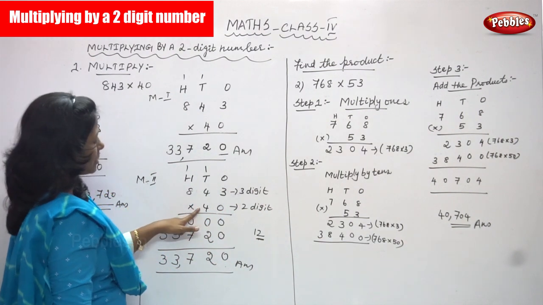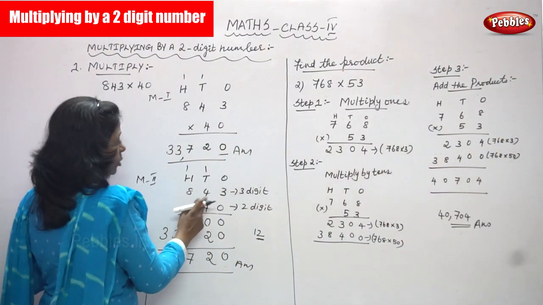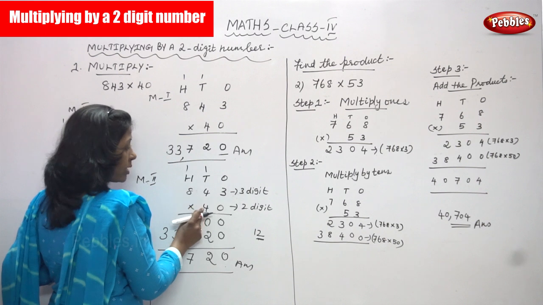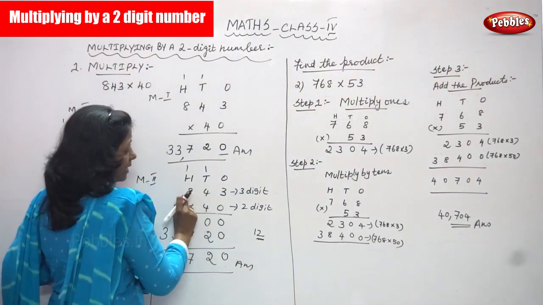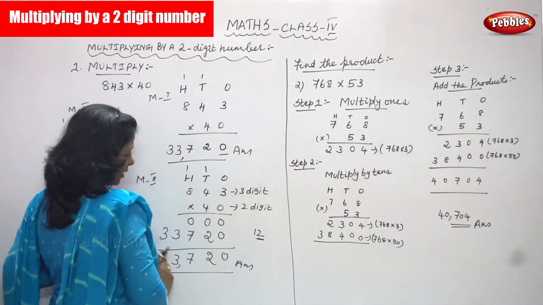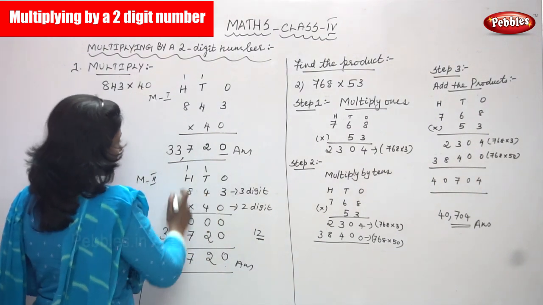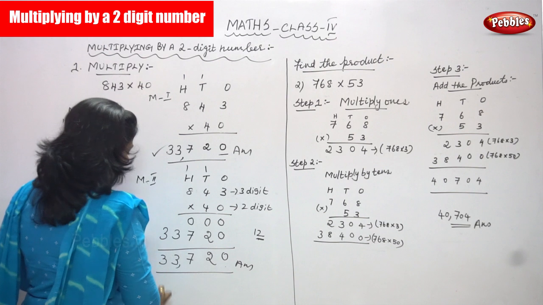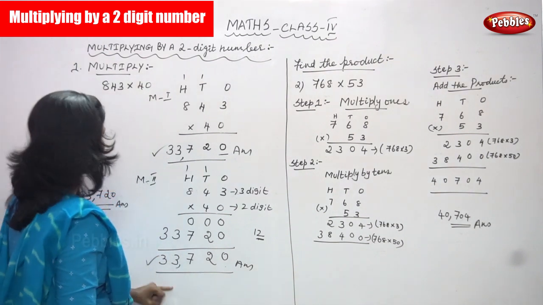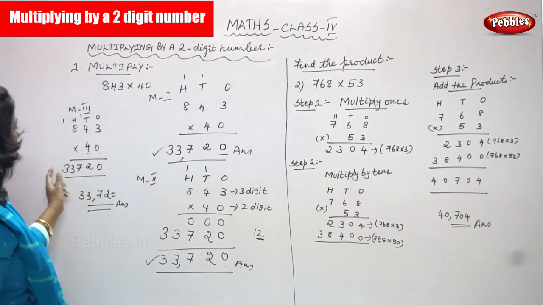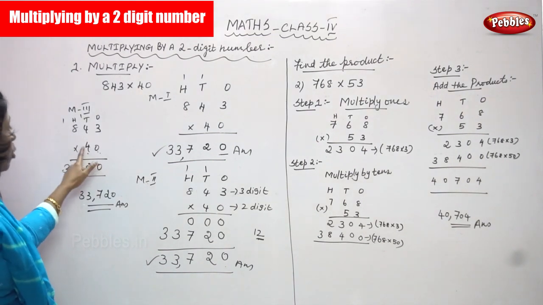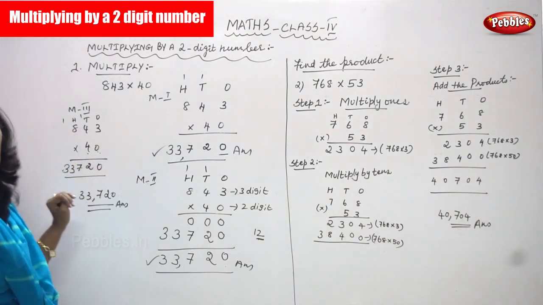Then after that I multiply by what? The tens place value. What is the number in the tens place? 4. So I multiply 843 by 4, and you get this number. So the answer is 33,720 here. Here also 33,720. And this is method 3. It's a very easy method. I've told you first you have to multiply only the numbers and finally you add the 0.